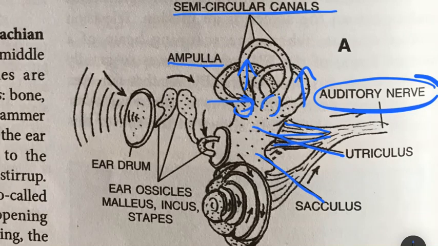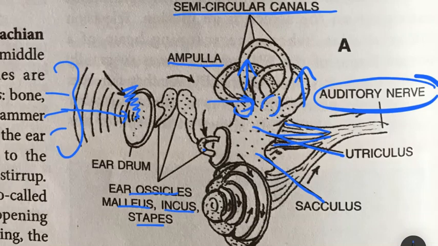So, here you can see how the sound waves are collected by the pinna. The pinna is here outside, the external ear, and then the sound passes through the auditory canal and reaches the eardrum, and the eardrum starts vibrating. The eardrum passes the vibration on to the ear ossicles, that is malleus, from malleus to incus, from the incus to the stapes. The stapes in turn vibrates the membrane of the oval window.